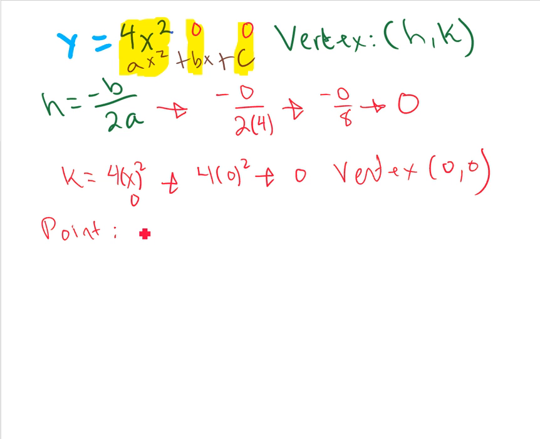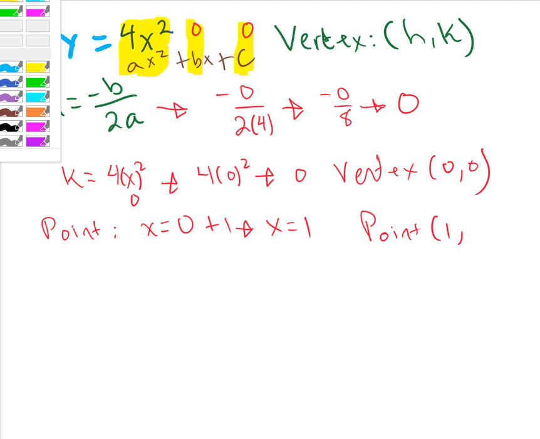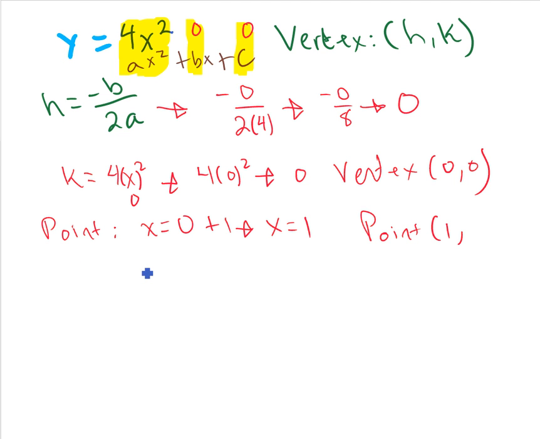We're going to find a point by picking x equals 0 and adding 1 to that. So we're going to now set x equal to 1. Now we're going to find our point by plugging into y equals 4x squared. We plug in 4 times 1 squared, which is 4 times 1, which is 4. So now we have a point at 1, 4. Now we can graph this equation at 0, 0 and 1, 4.